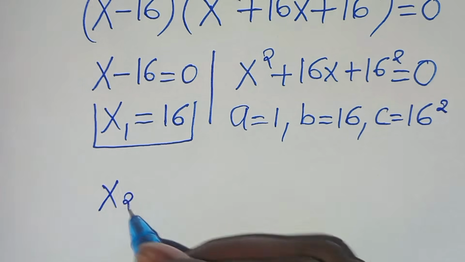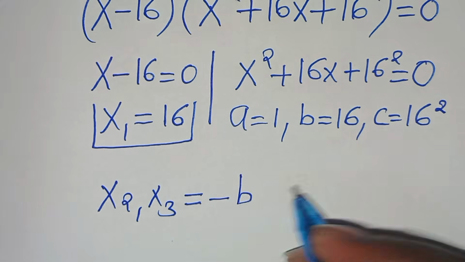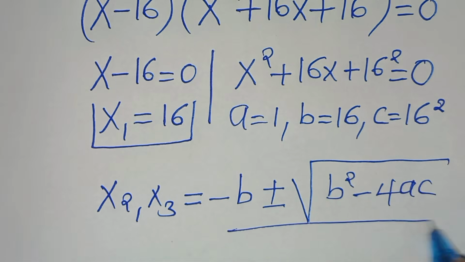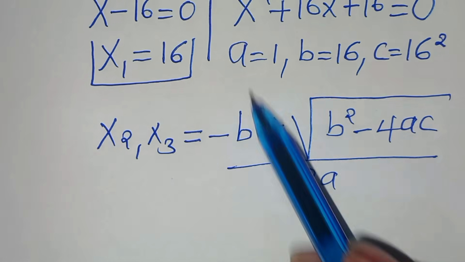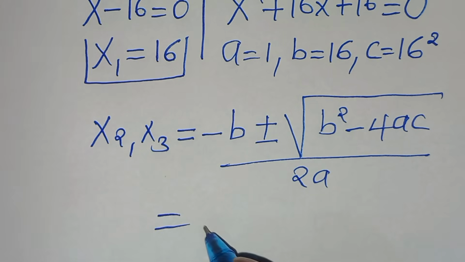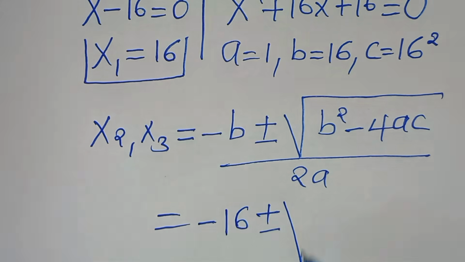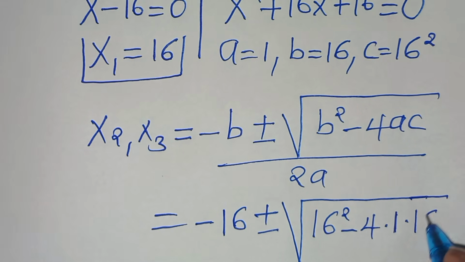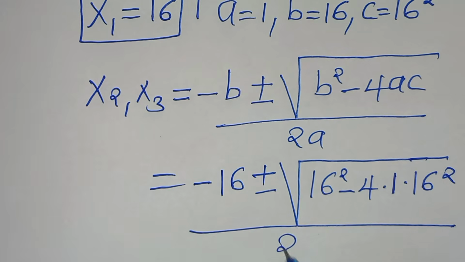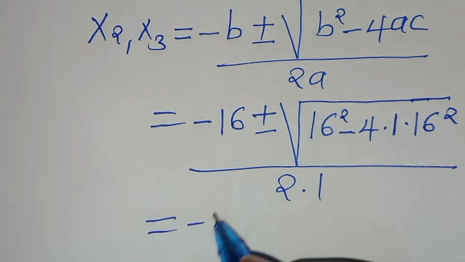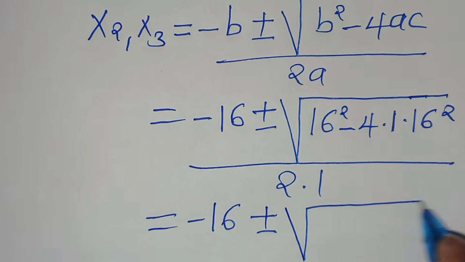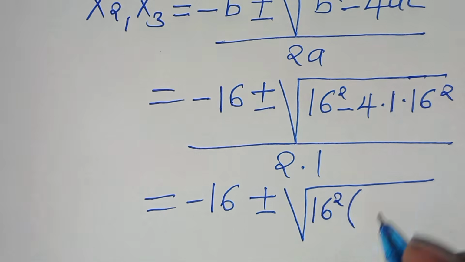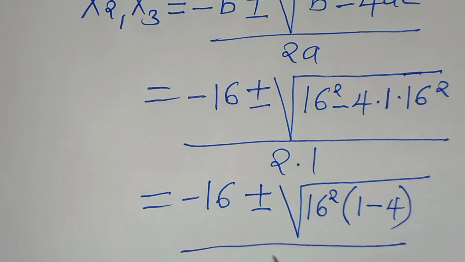So we can solve for x2 and x3 by applying the quadratic formula, which is negative b plus or minus the square root of b to the power of 2 minus 4ac, divided by 2 multiplied by a. So let's substitute a, b, and c in this formula, so that we have negative 16 plus or minus the square root of 16 to the power of 2 minus 4 multiplied by a, which is 1, multiplied by c, which is 16 to the power of 2, divided by 2 multiplied by 1. So this is negative 16 plus or minus the square root of, 16 to the power of 2 is common, so let's factor out 16 to the power of 2 into the parentheses. Here we have 1 minus 4, divided by 2.